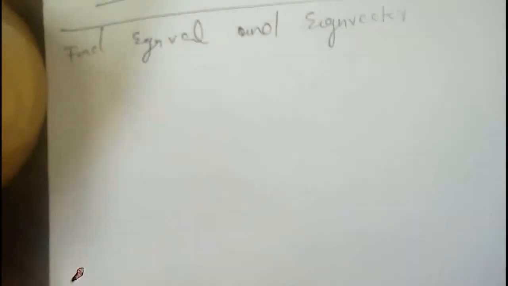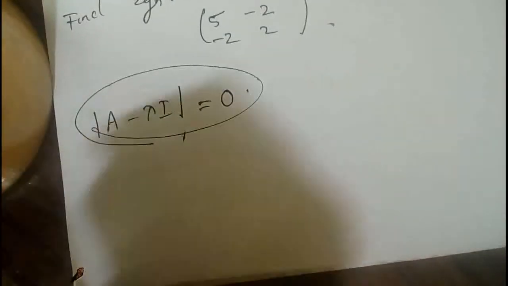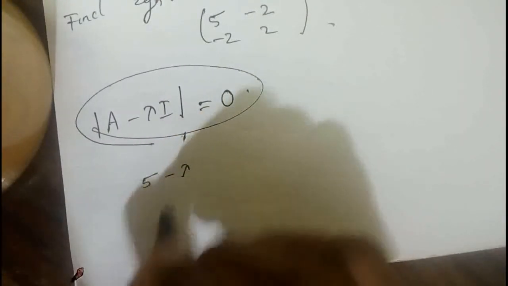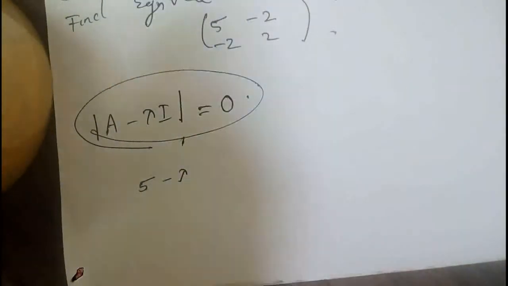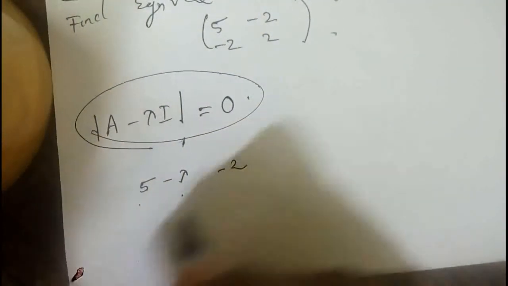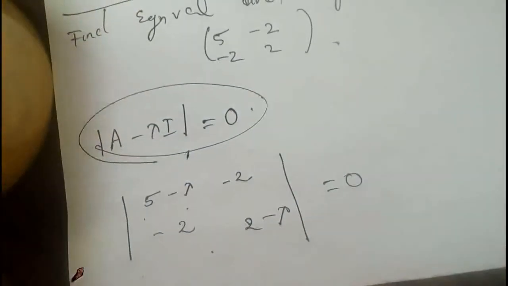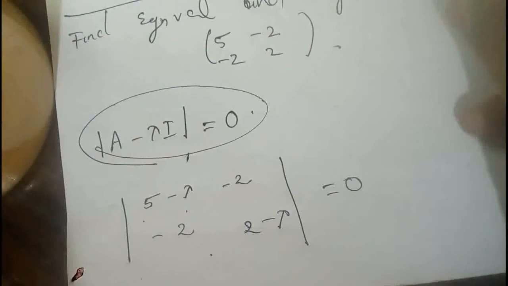Eigenvalue and eigenvector: the matrix is 5, minus 2, minus 2, 2. So determinant of A minus lambda I equal to 0. First, the 3 steps I took in one step. So we can write down 5 minus lambda. Only the corners change, the others do not change. So we can write 5 minus lambda, minus 2, minus 2, and 2 minus lambda. This is the characteristic matrix. Its determinant equal to 0.